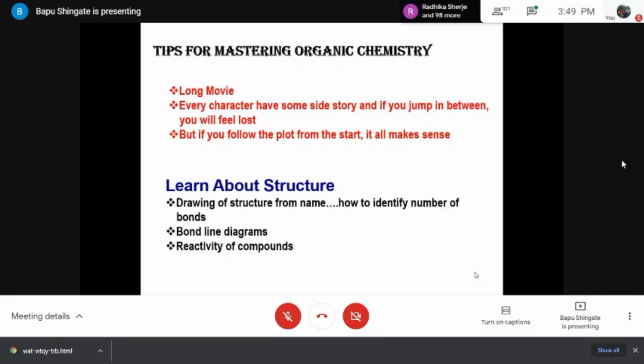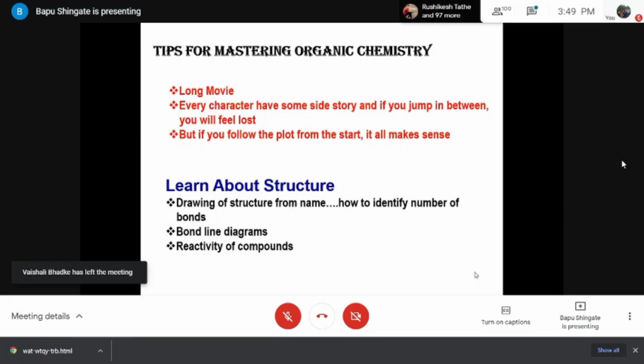You may have another structure. What will be the other structure? You can just write CH3CH, one double bond may be there, CH3CH double bond CH CH2 CH2 CH2 CH3, like that.